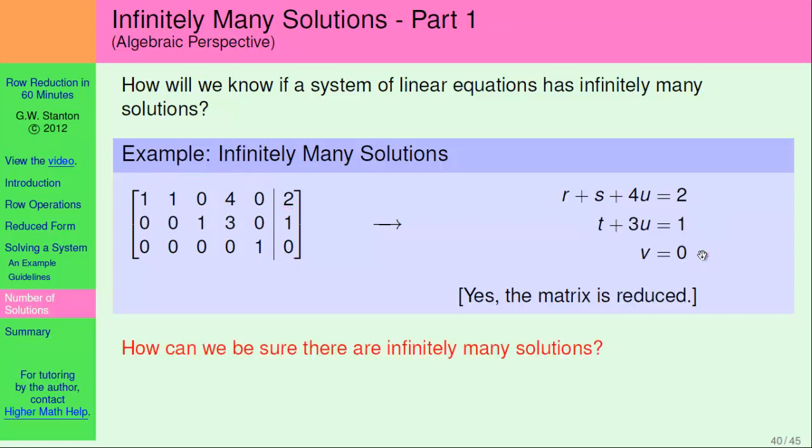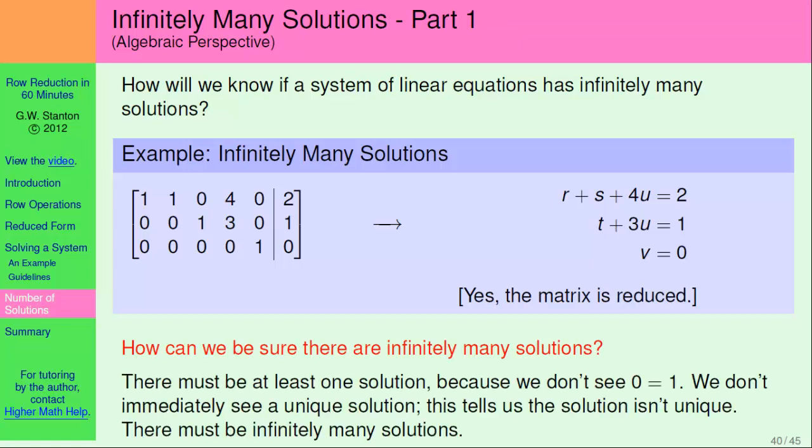How can we be sure, though, that there are infinitely many solutions for this matrix? Well, we know there must be at least one solution because the matrix is reduced and we don't see 0 equals 1. Also, we don't immediately see a unique solution, and this tells us the solution is not unique. So there must be infinitely many.